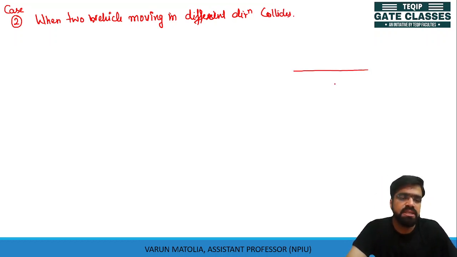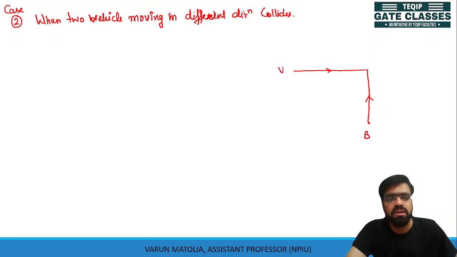This is the direction of motion of vehicle 1. This is the direction of motion of vehicle 2. So this is the direction of vehicle B, and this is the direction of vehicle A. Vehicle B should be moving in this direction after or without collision. Vehicle A should be moving in this direction if there is no collision.